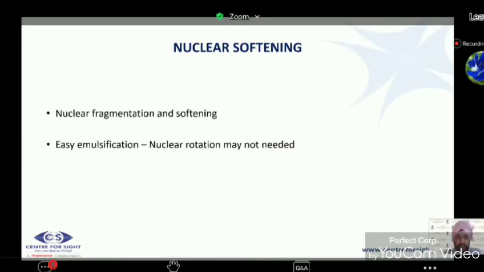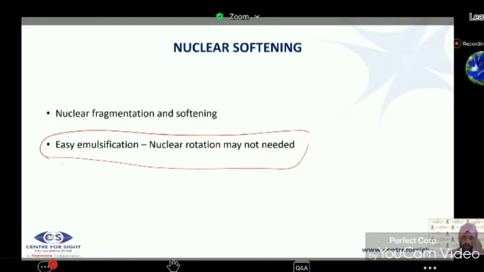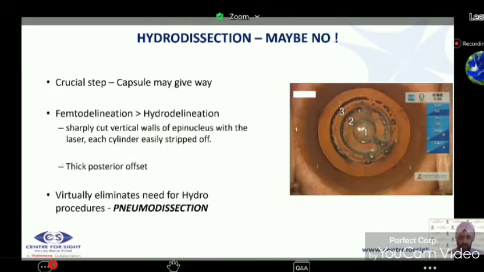Now, the next important thing is that when you are doing nuclear softening, try to make small pieces, even if you are doing phacoemulsification or using a femto, and do not rotate the nucleus. Very important, do not rotate the nucleus, do not do a hydrodissection, work on low fluidics, and you should be able to get a good outcome. Now, in a femto, because an emulsification has already happened, nuclear rotation may not be needed at all.